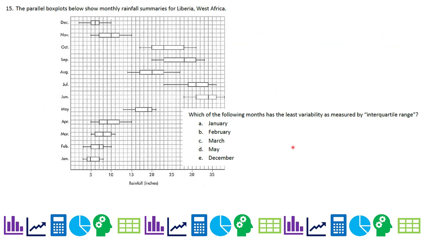Number 15, which of the following months has the least variability as measured by interquartile range? That is the width of the box. And the smallest box width is this one, right up on top, December. You can see everything else is about the same size.